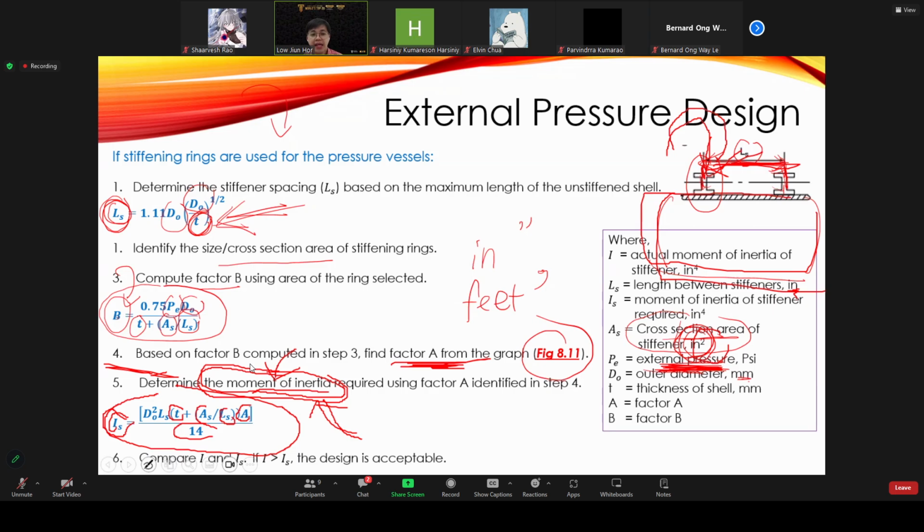If the moment of inertia you calculated is smaller than the I given in the question, it means that the thickness you assumed just now is suitable and thick enough to withstand the external pressure if you install the stiffening ring on the outer surface. This is how we determine the thickness of the pressure vessel if we want to install the stiffening ring. Any question with the procedure here before we proceed?